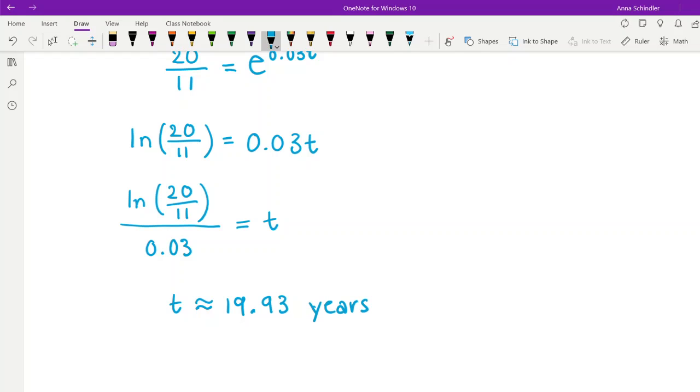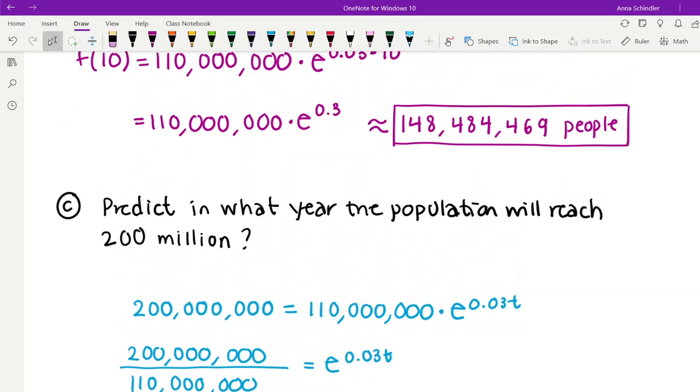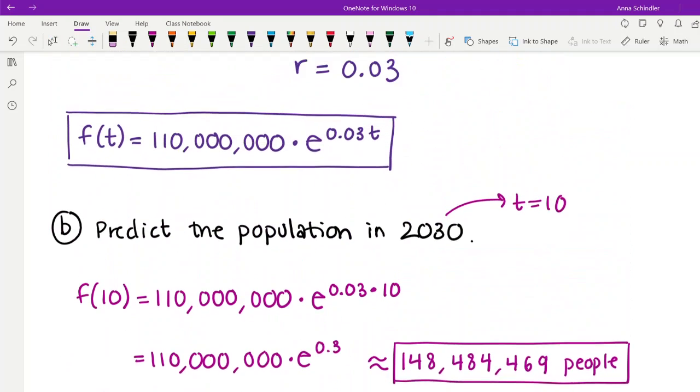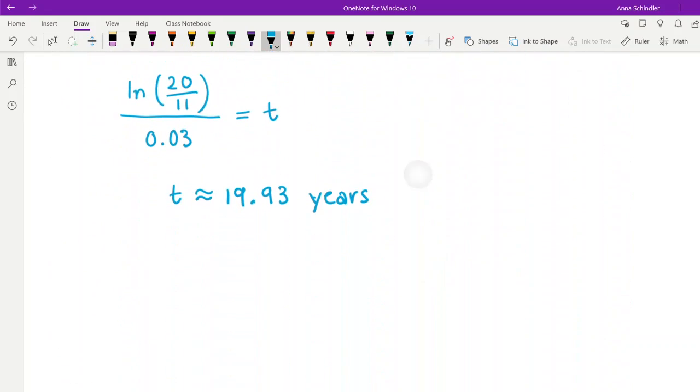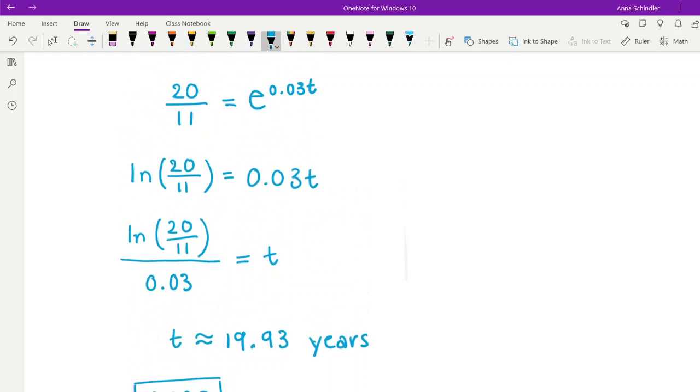Now, that's not quite what the question was asking. The question was asking in what year the population will reach 200 million. So remember that we started at the beginning of 2020, right? So if 19.93 years have passed, that means that sometime during the year of 2039 is when the population is going to double, right? Towards the end, because it's 19.93 years. So it's going to be towards the end, maybe in like December of 2039 is when the population is going to reach 200 million.